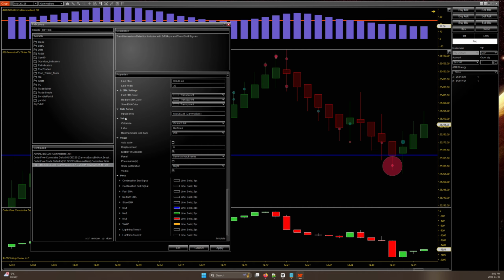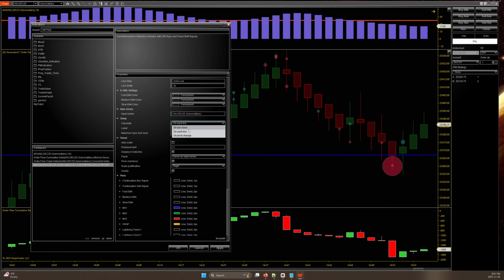We have this thing in the settings called Calculate, and there are 3 choices: on bar close, on each tick, or on price change. This is in every single indicator, and some of them are defaulted differently. If I just had a moving average here in the settings, you would see the moving average on the chart, of course.